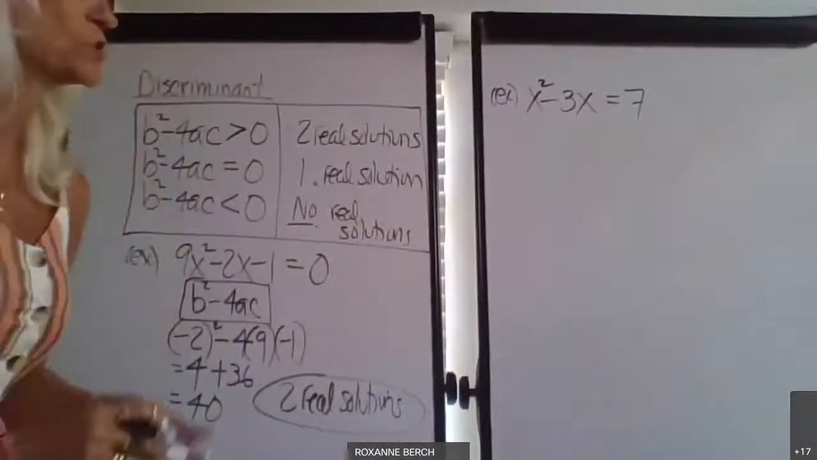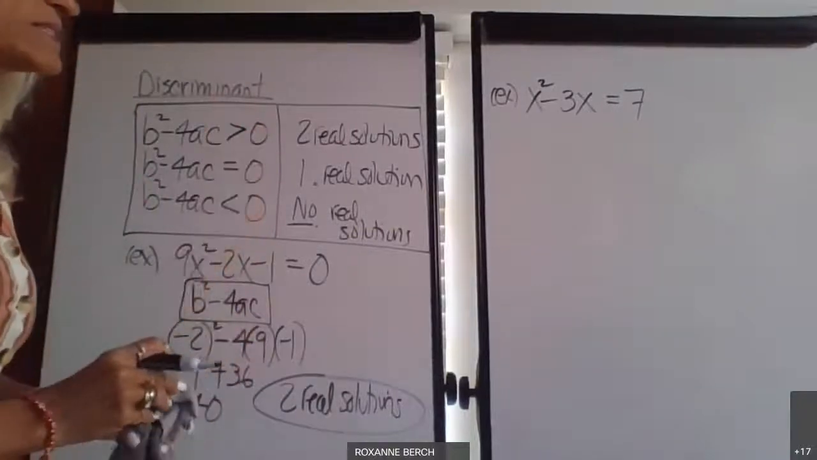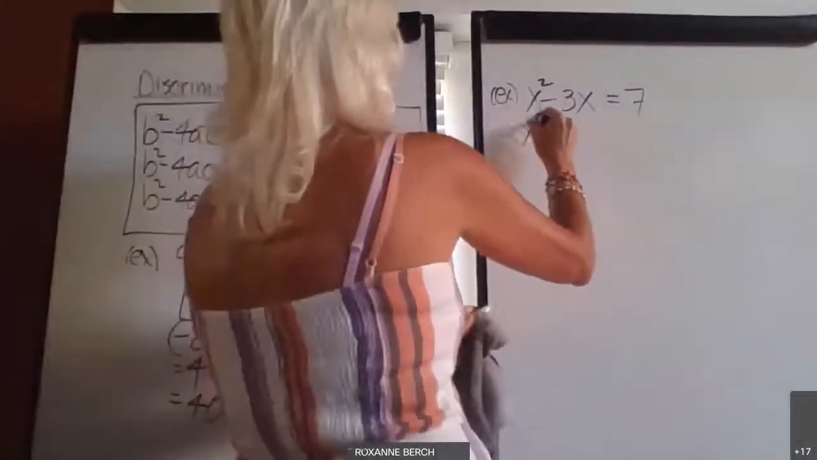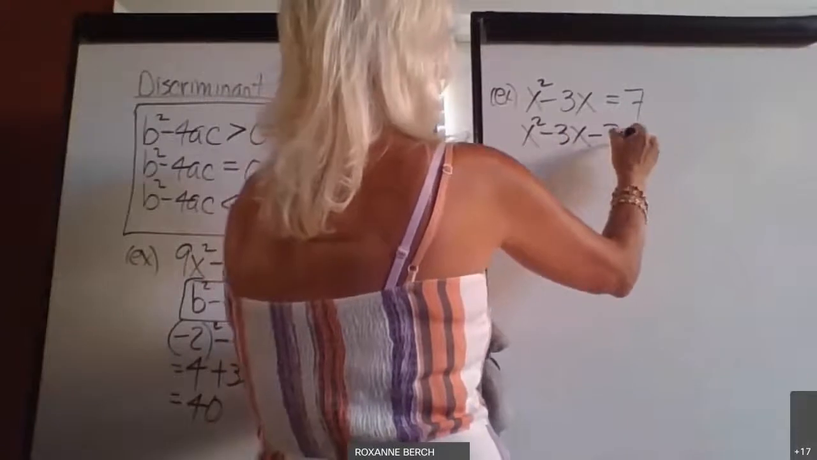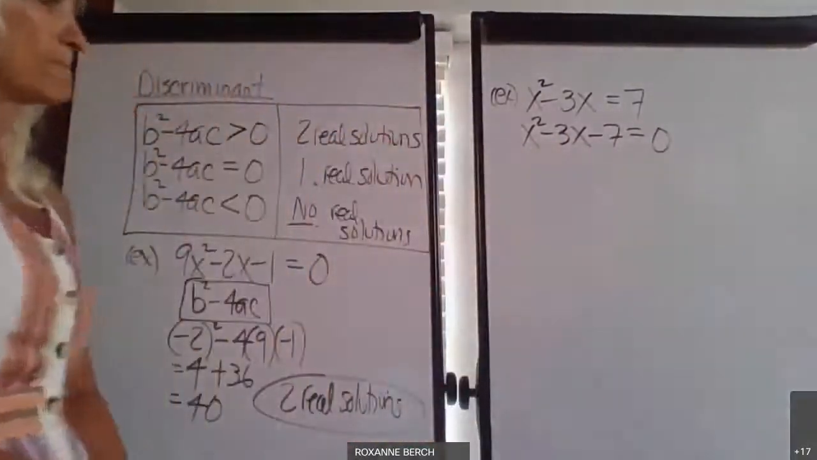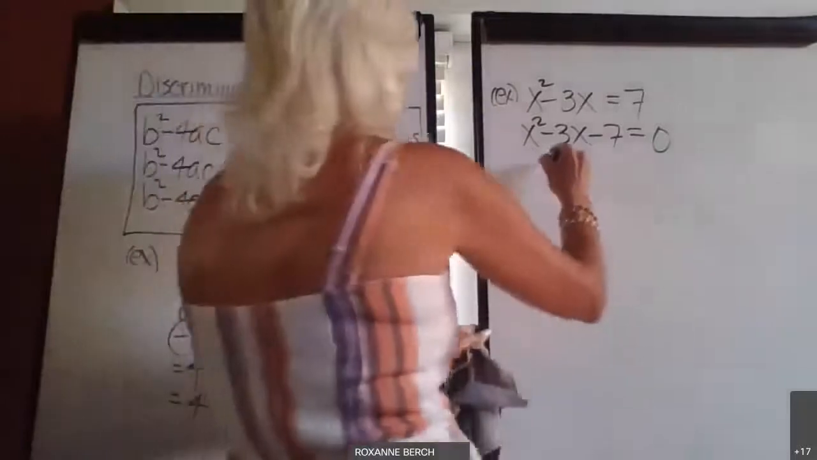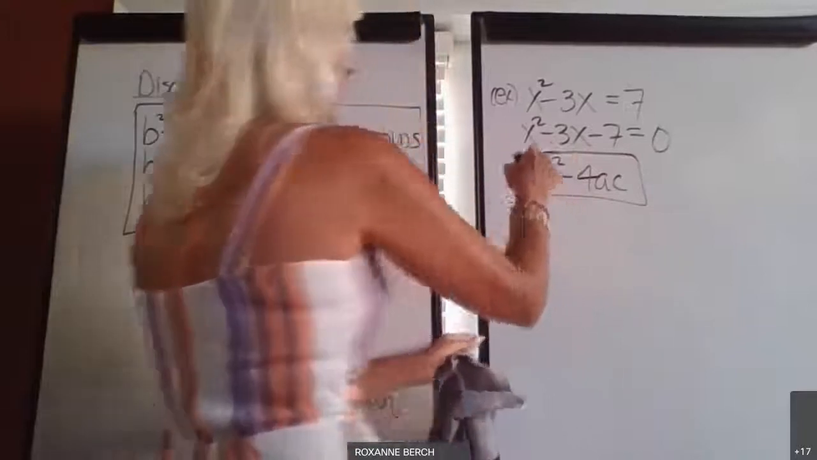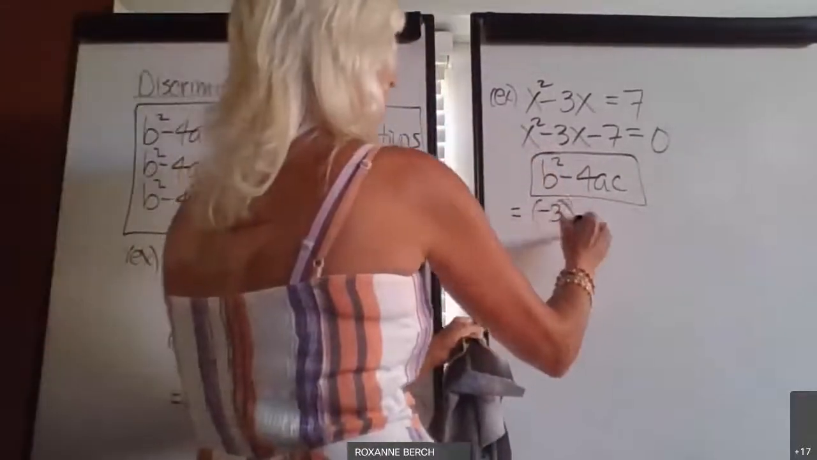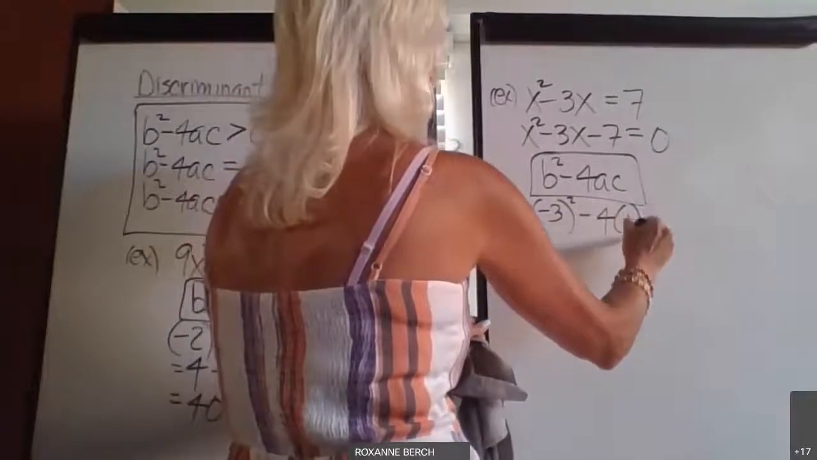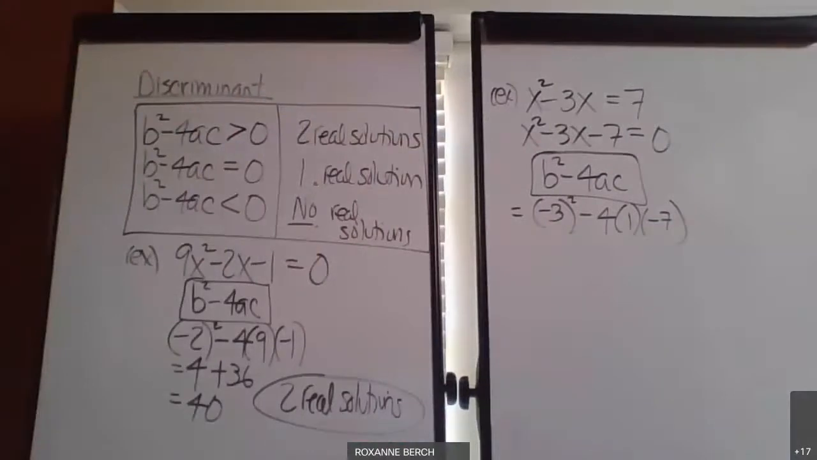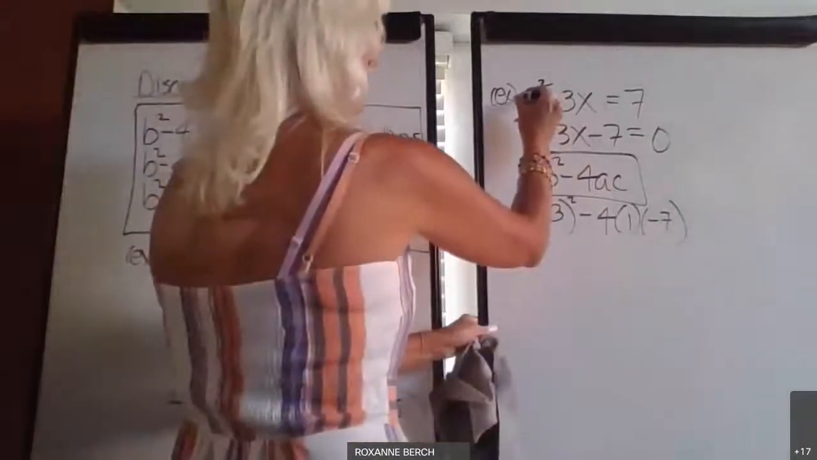Okay, let's take a look at another one, the discriminant. Well, first of all, you can't tell what a, b, and c are because that's 7 over there. You have to set it equal to 0 and put it in standard form. So this would be x squared minus 3x and subtract 7 from both sides would be that. So when you look at the discriminant, we get -3 quantity squared minus 4 times 1 times -7. For the fun of it, I'm going to make this negative.